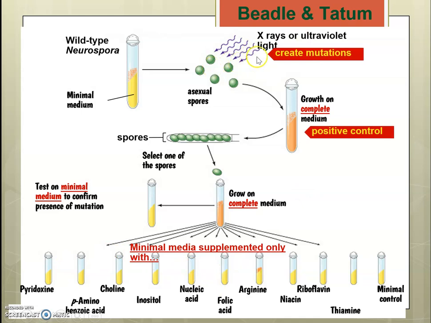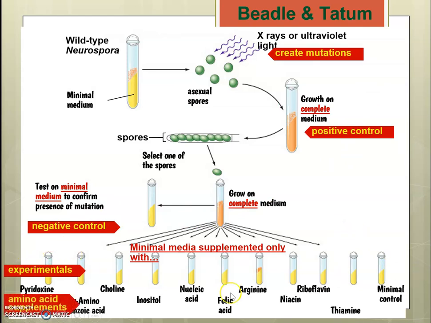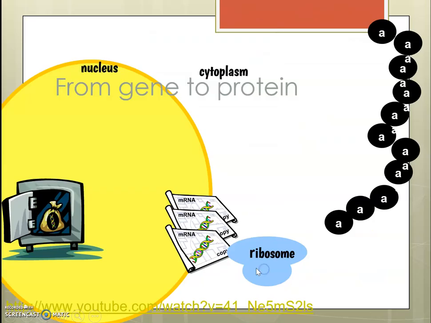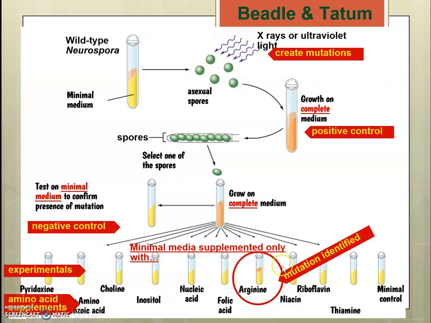Here, by adding X-ray or UV light, they created mutations. And then they had a positive control here and the negative control here. And then these were all of the experimentals. And then these were the amino acid supplements that they got. They identified a mutation here in arginine. So basically what that means is that whatever enzyme it took to get to arginine, that is where the mutation was. So one gene, one enzyme type of thing.